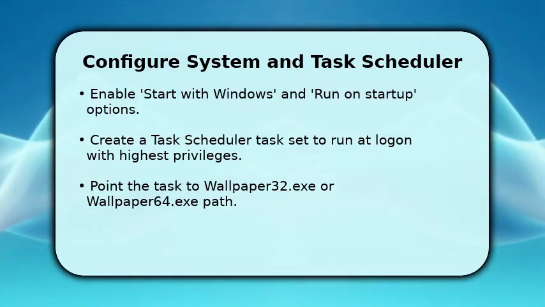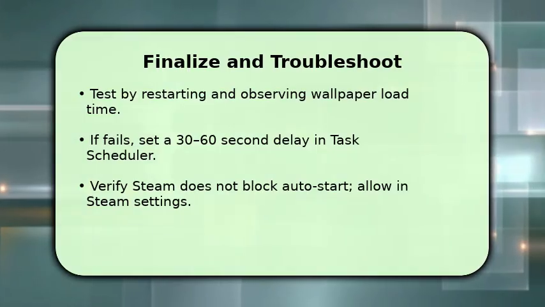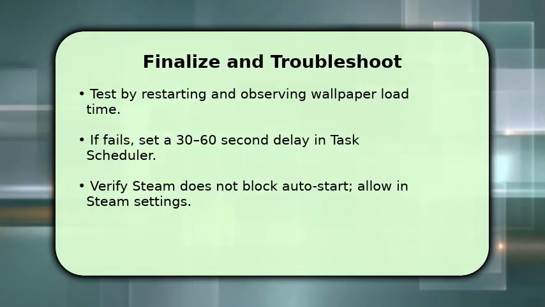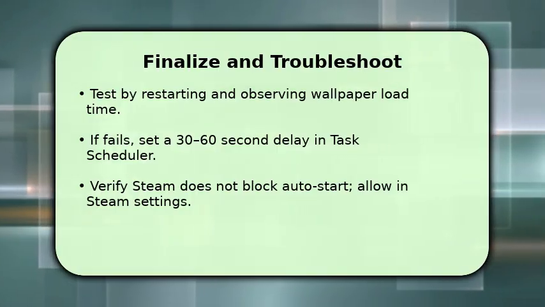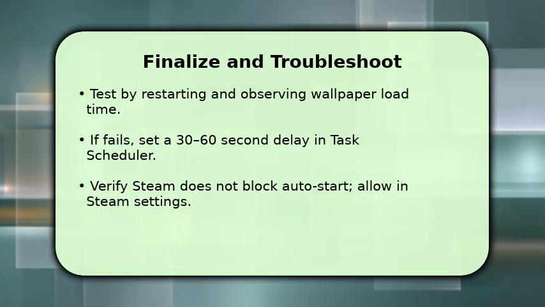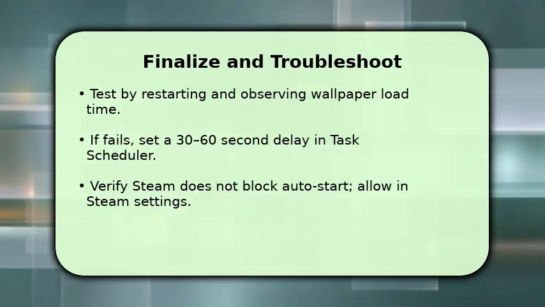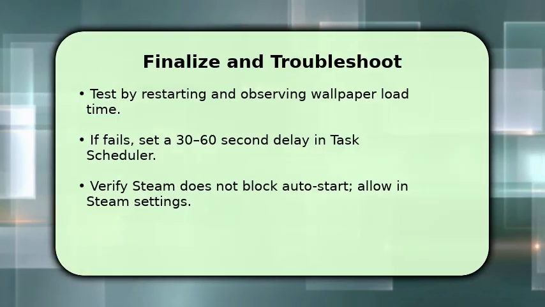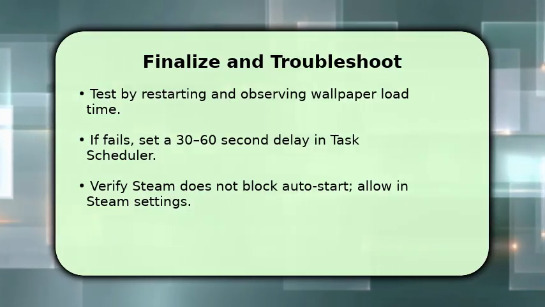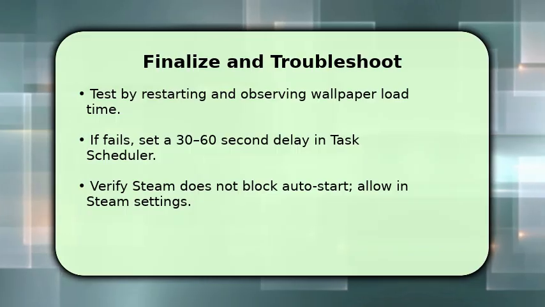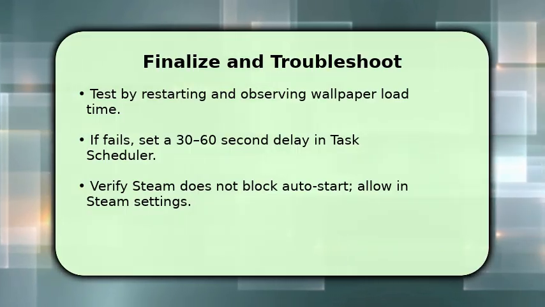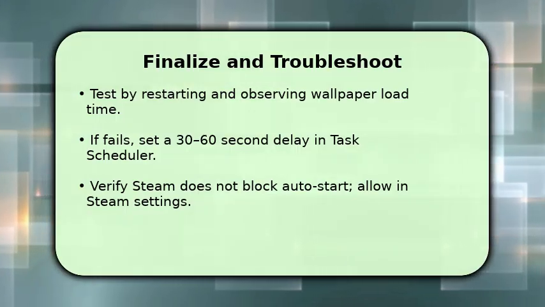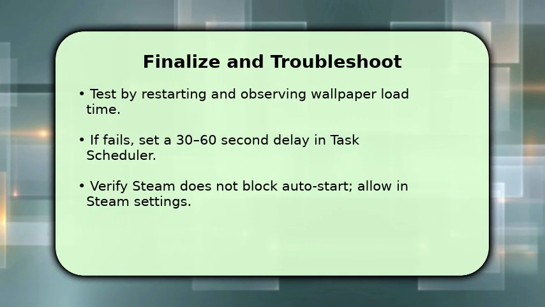If the wallpaper or engine fails to start reliably, edit the Task Scheduler trigger and add a 30 to 60-second delay so graphics drivers and Steam have time to initialize. Also verify Windows Defender or third-party antivirus is not blocking the executable, and confirm Steam settings aren't preventing auto-start of non-Steam apps. If problems persist, run Wallpaper Engine as administrator temporarily to narrow down the issue.